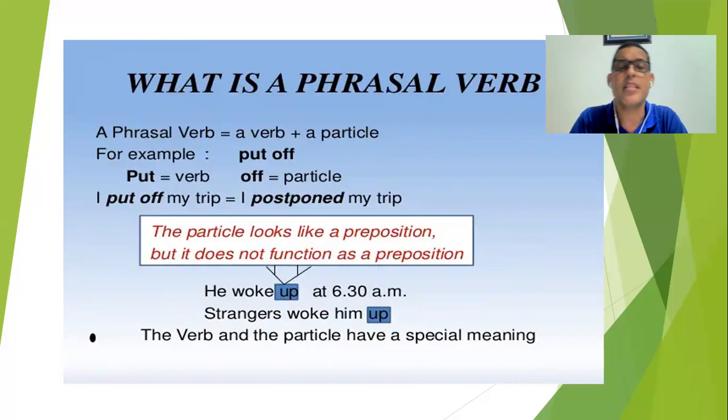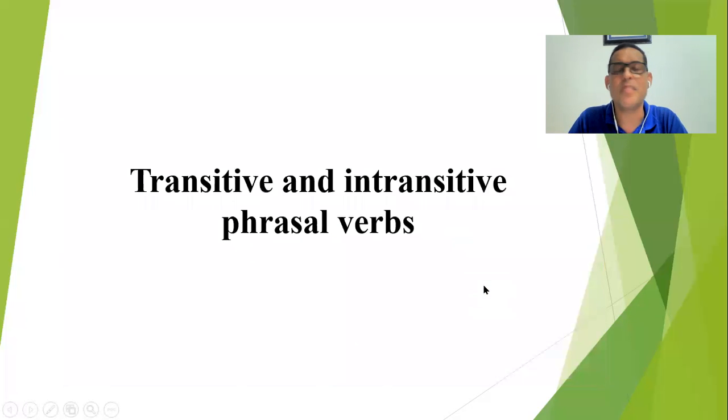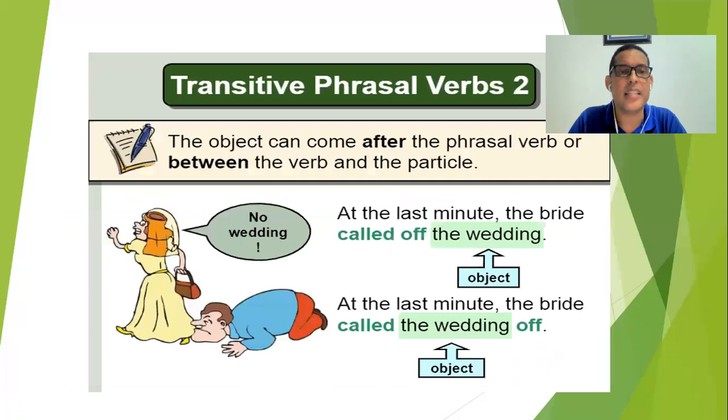The particle looks like a preposition, but it does not function as a preposition. Example, he woke up at 6:30 a.m. Strangers woke him up. The verb and the particle have a special meaning. Okay, now let's move on to transitive and intransitive phrasal verbs. Okay, let's see. A transitive phrasal verb, for example, the object can come after the phrasal verb or between the verb and the particle.